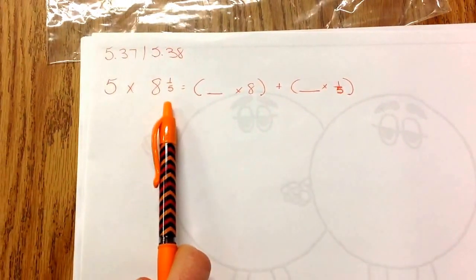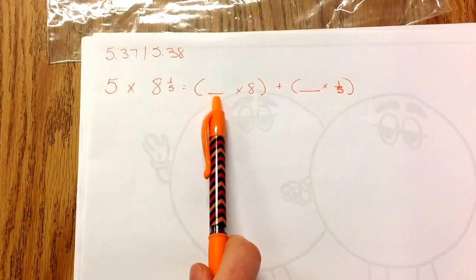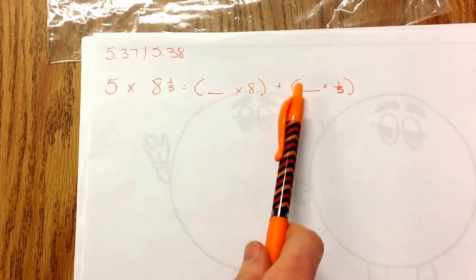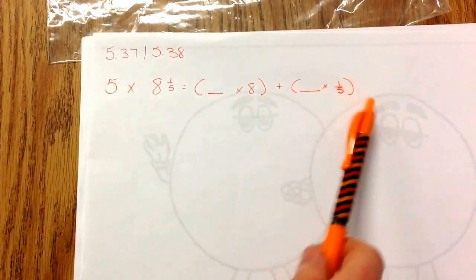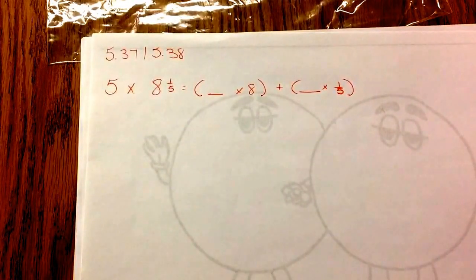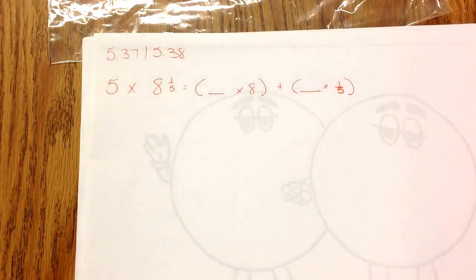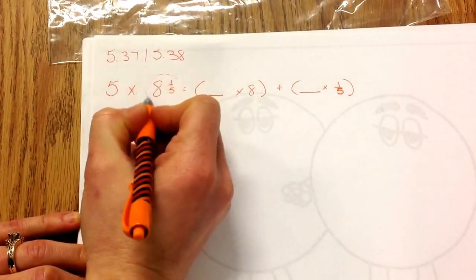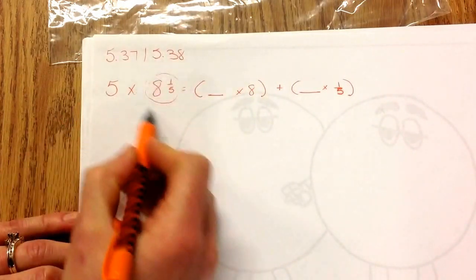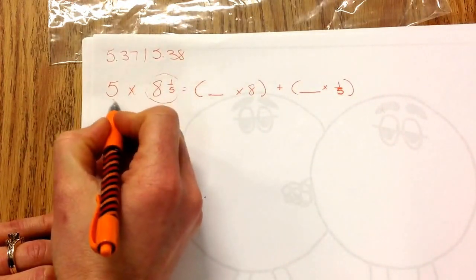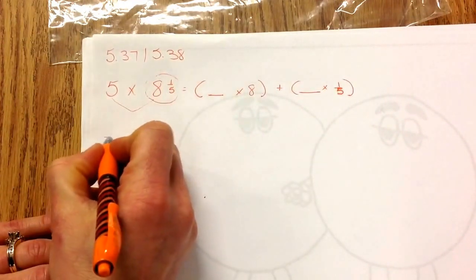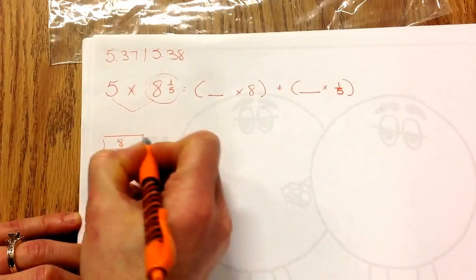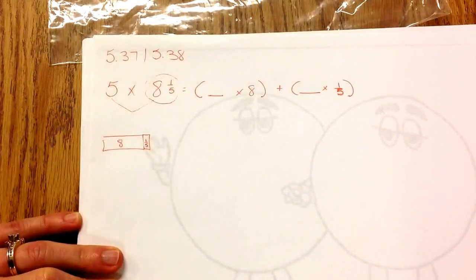5 times 8 and 1/5 equals parenthesis blank times 8 parenthesis plus parenthesis blank times 1/5 parenthesis. Pause while you do this. What we're looking at here is when you're multiplying 5 times this, you're multiplying it 5 times the whole piece. I couldn't just do 5 times 8 and be done because I still have that 1/5. It's like saying I have 8 and 1/5, not once, but 5 times.